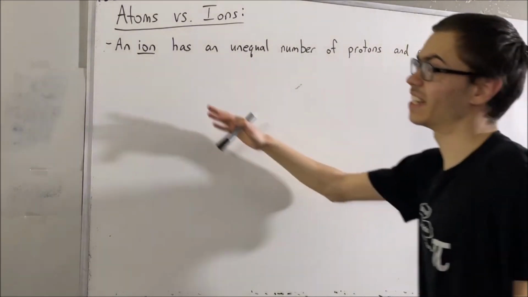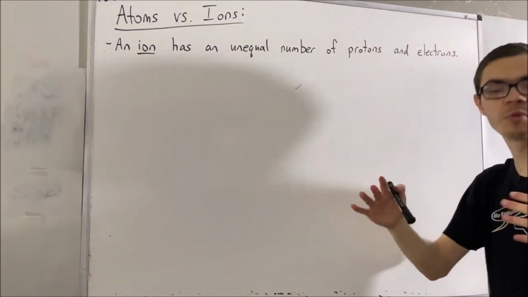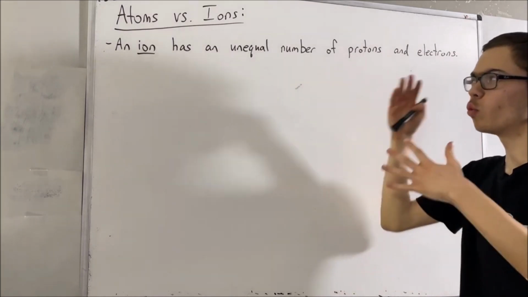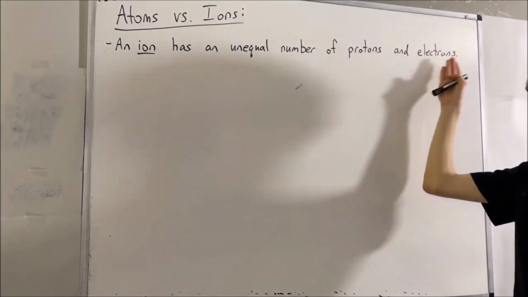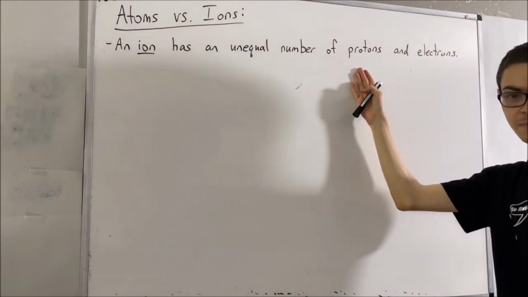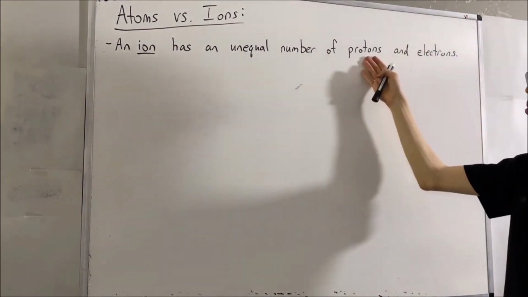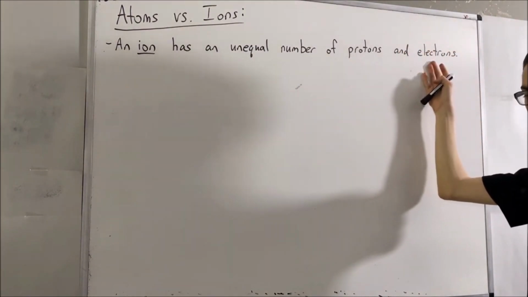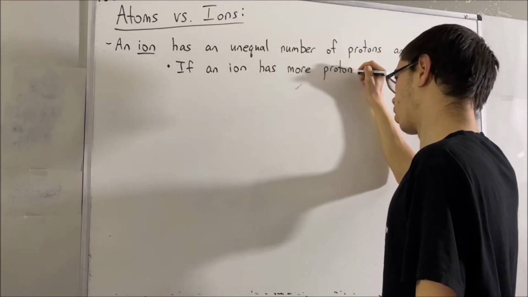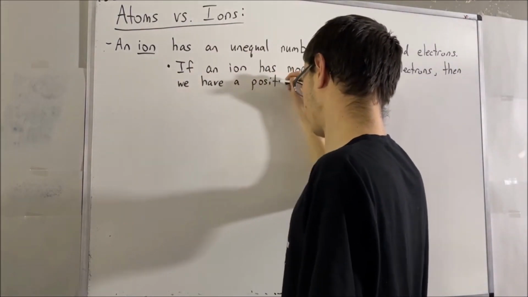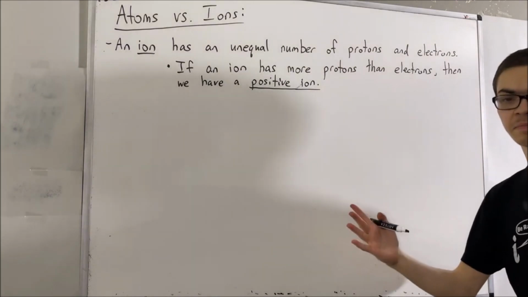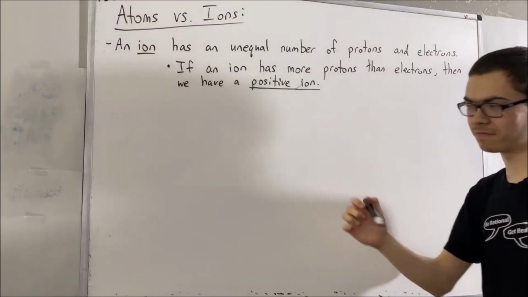So the key idea is that an ion has an unequal number of protons and electrons, which means that we either have more protons than electrons, or we have more electrons than protons. If we have more protons than electrons, then we have a positive ion. And if we have more electrons than protons, then we have a negative ion.